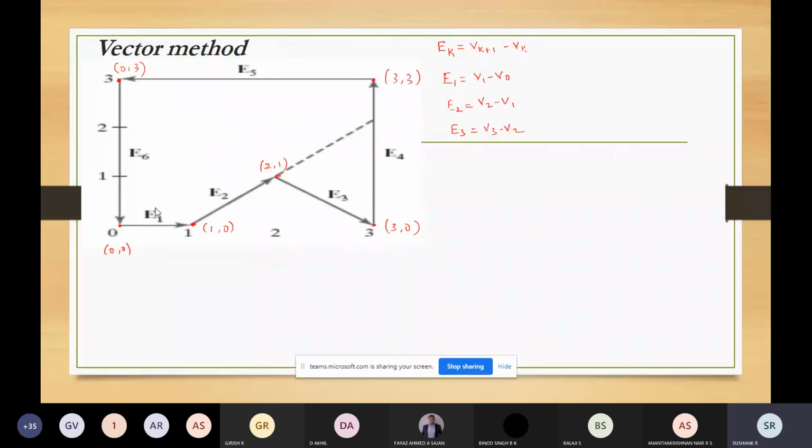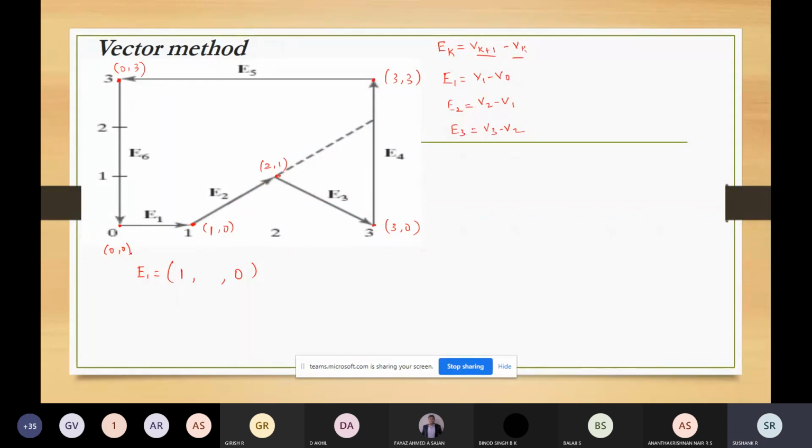So let us find the edges. First we'll find E1, E2, E3. The edge vector E1 is given by vertex k plus 1 minus vertex k. Here you have to consider three axes: x-axis, y-axis, z-axis. The z-axis will be 0, and the x-axis will be 1 minus 0, which is 1.